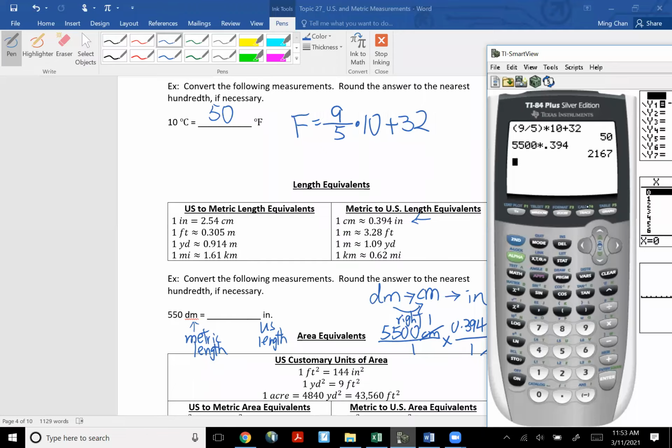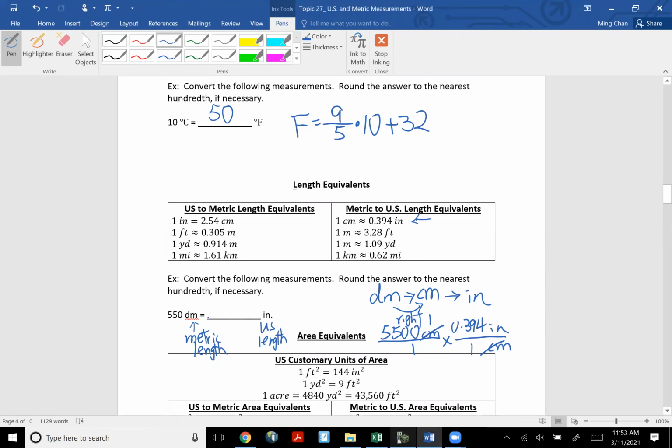Round to nearest hundredth. I don't need to. This is just going to be 2,167 inches.